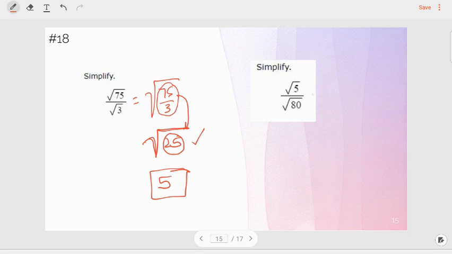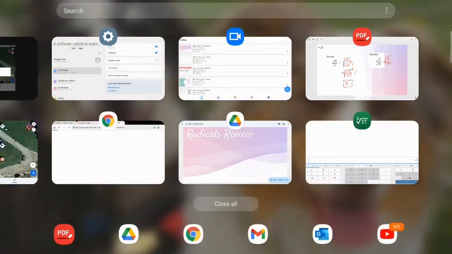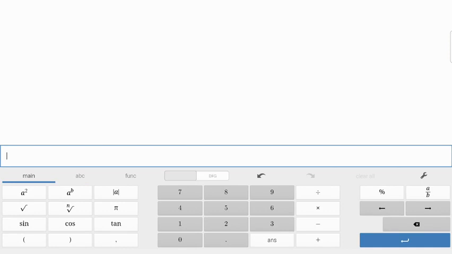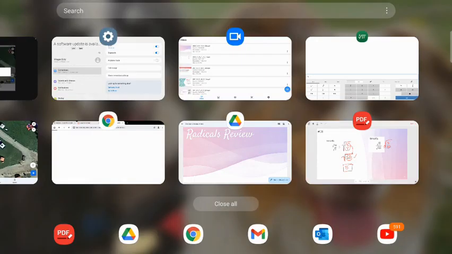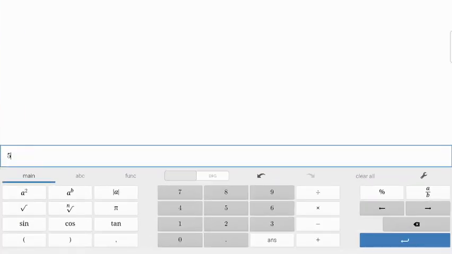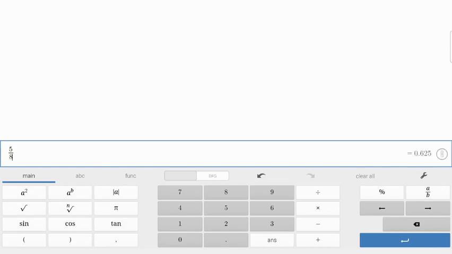On the second problem, I'm going to do something similar. 5 over 80 in the same radical. And I'm going to go into my calculator, and I'm going to say 5 over 80. Now you might look at that and say it's a decimal, not so lucky, but click it back to a fraction. See how it says 1/16?